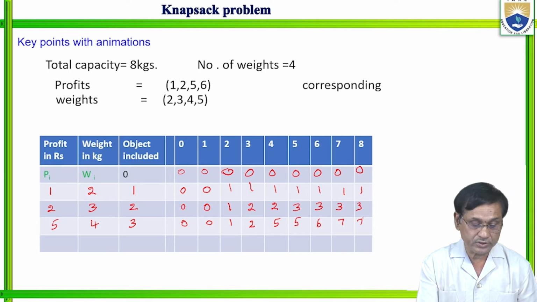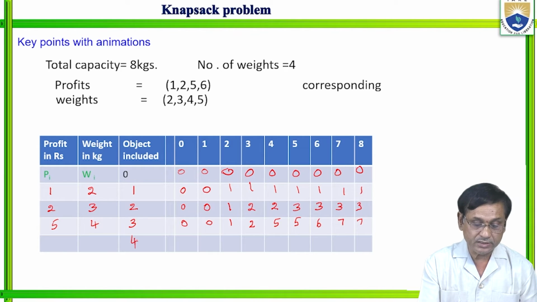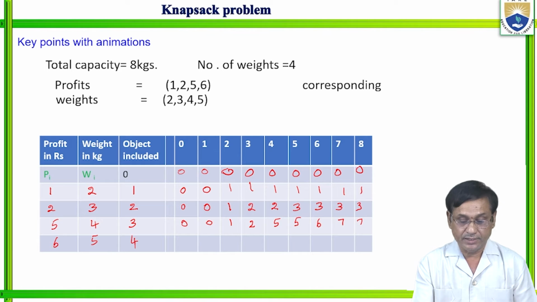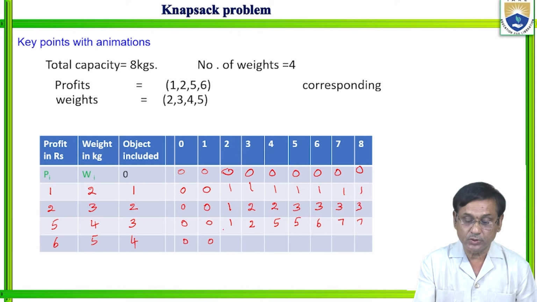Then coming to the fourth object, when the fourth object is included, the weight of the fourth object is 5 kg and the corresponding profit is 6. Then here again 0, 0, when the weight is 2, 1, when weight is 3, this is 2, when weight is 4, the profit is 5. When the weight is 5, the profit is 6.